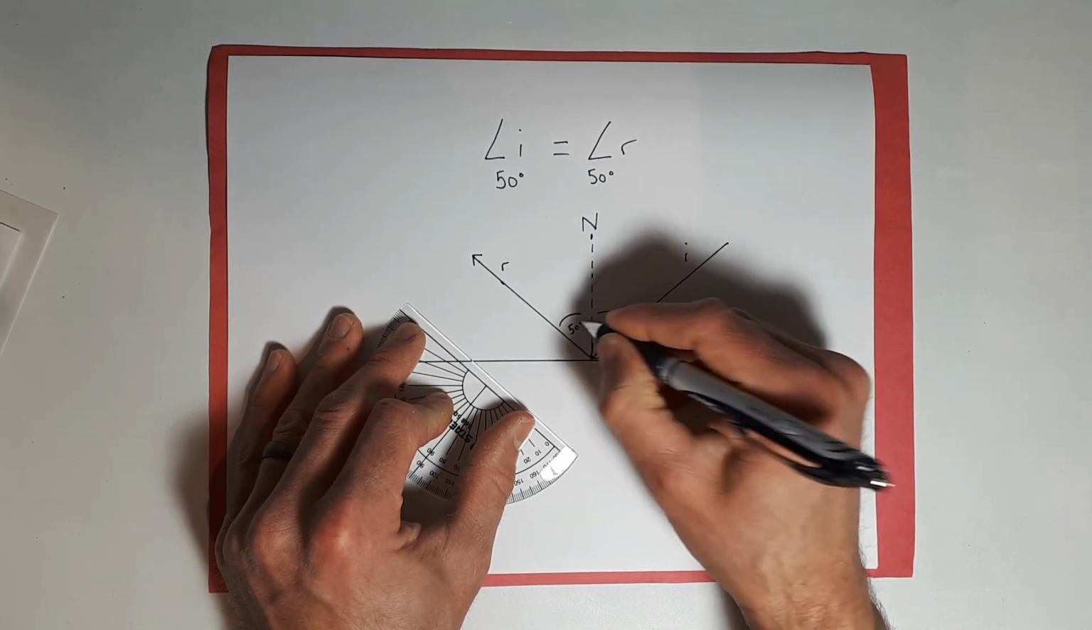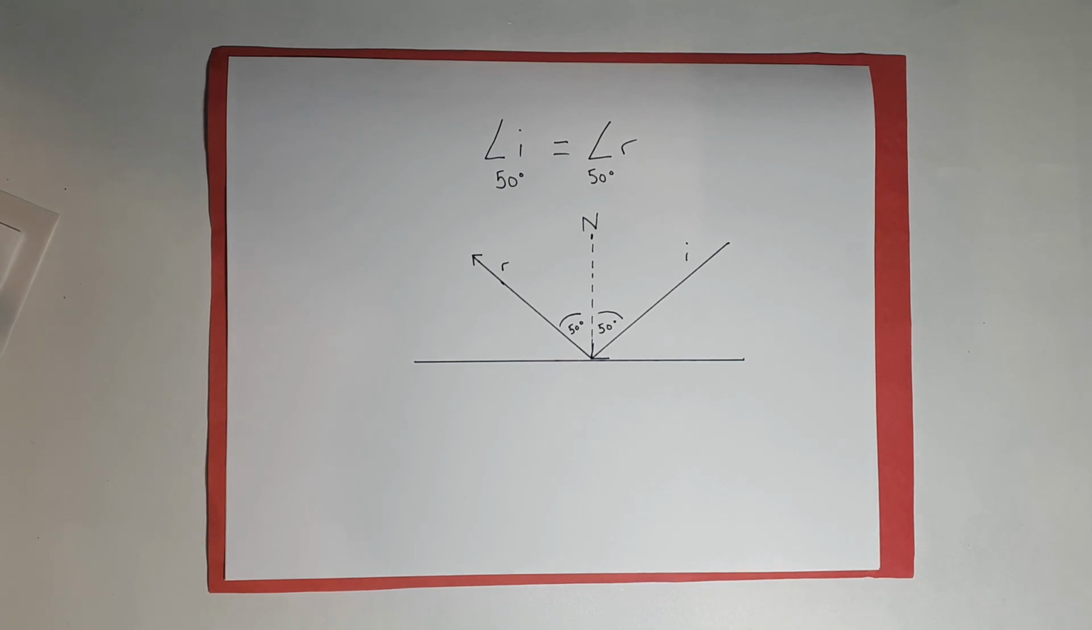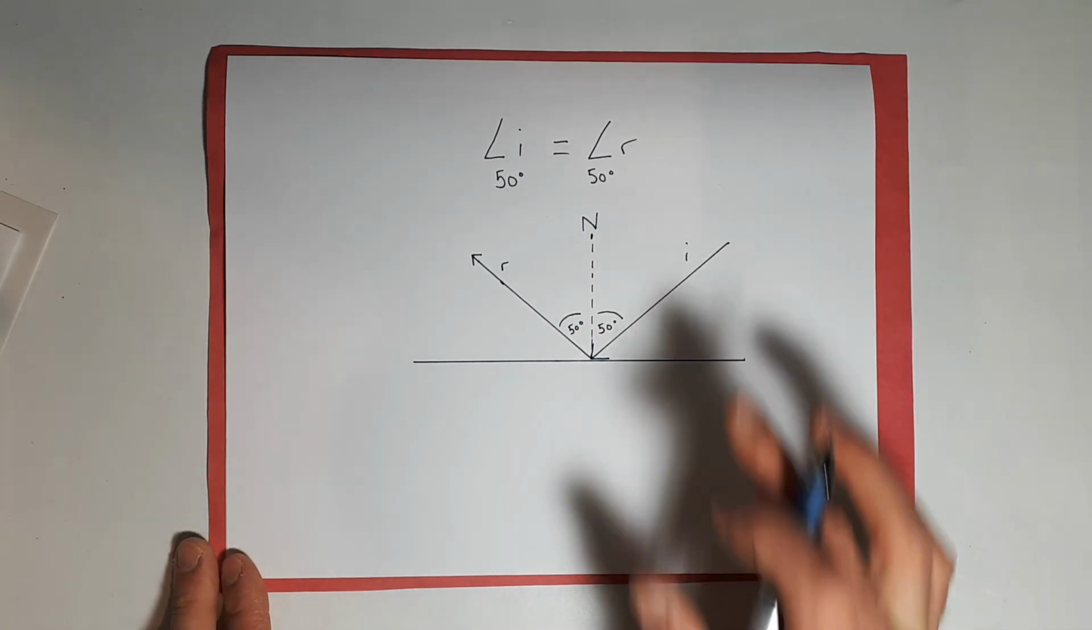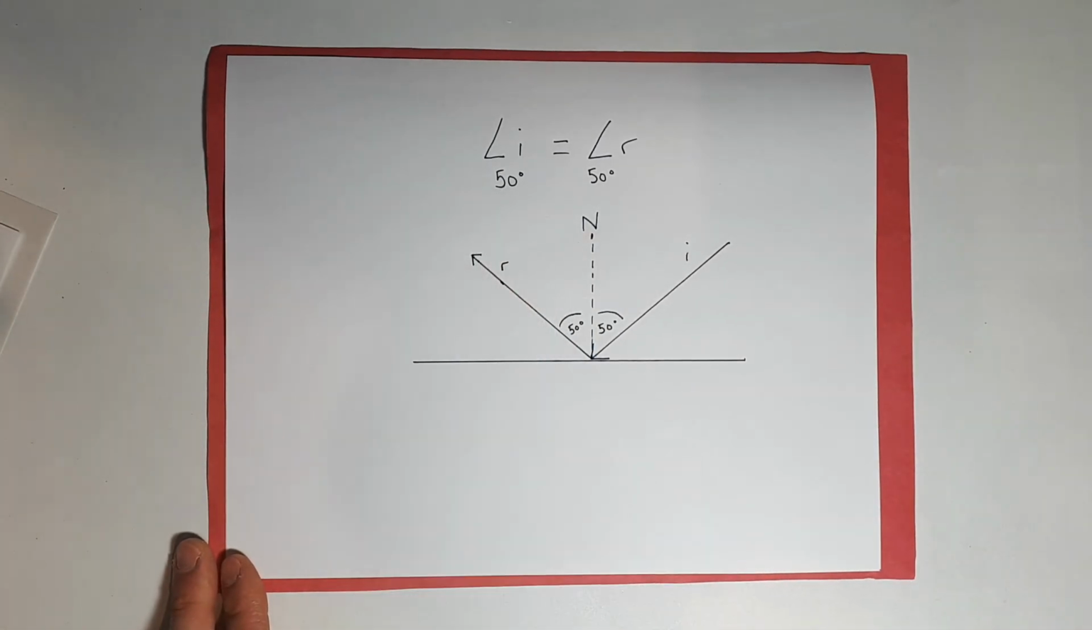Okay, so that's part one of this plane mirror tutorial. This is just the law of reflection. And you notice that the angle of incidence comes in and it goes out on the exact same angle.